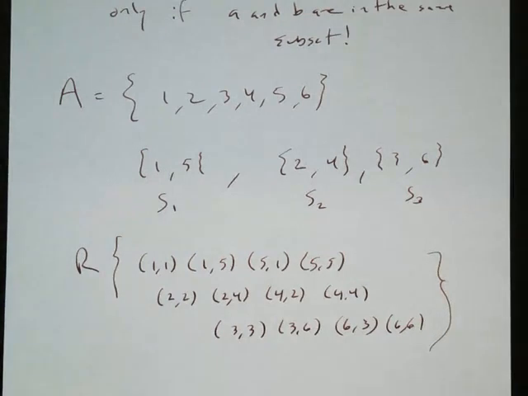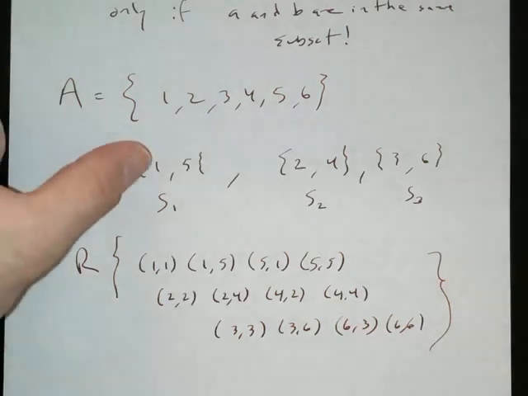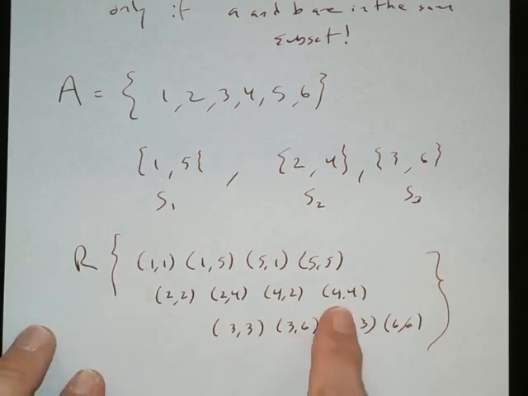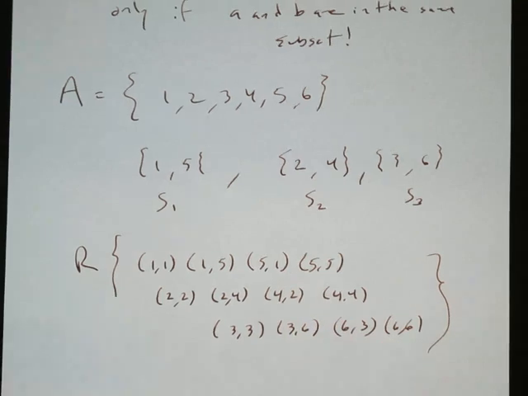There's a list of all the ordered pairs of things that are in this relationship. A and B are related if they're in the same subset. So 1 is related to 1, 1 is related to 5. 5 is related to 1, and 5 is related to 5. And so on for all of the sets that you gave me, Gavin. Is this reflexive? It's reflexive if I see AA for every one of the elements. 1, 1, 2, 2, 3, 3, 4, 4, 5, 5, 6, 6. Check.